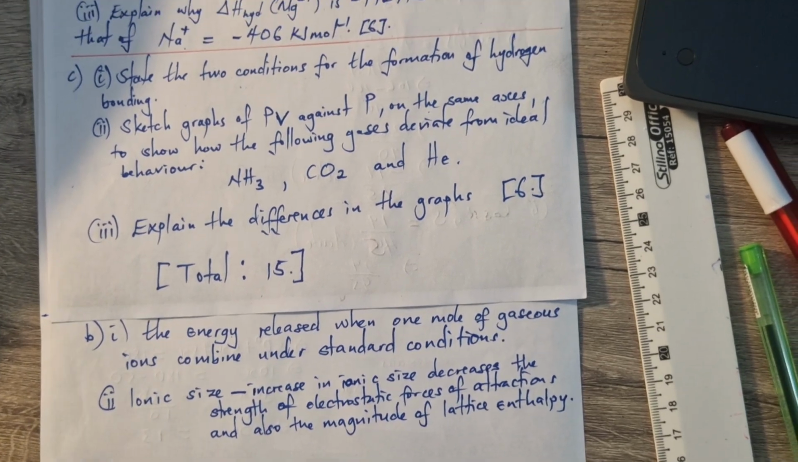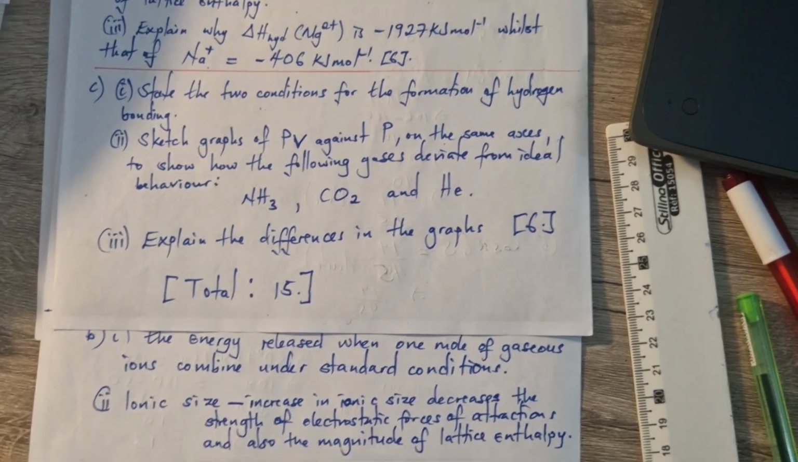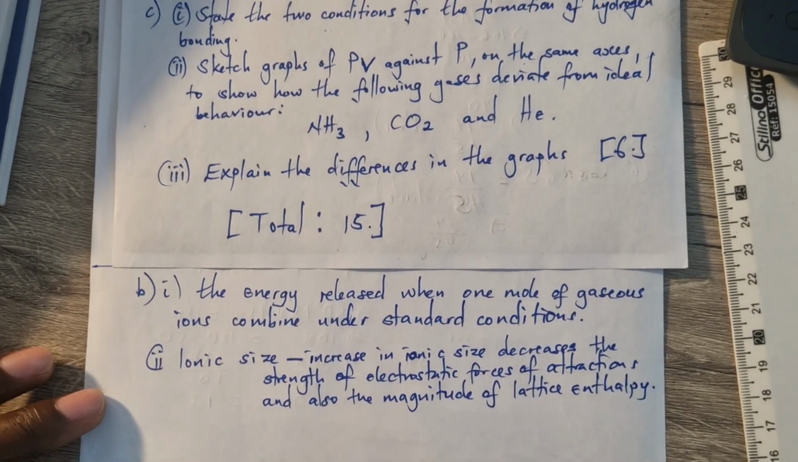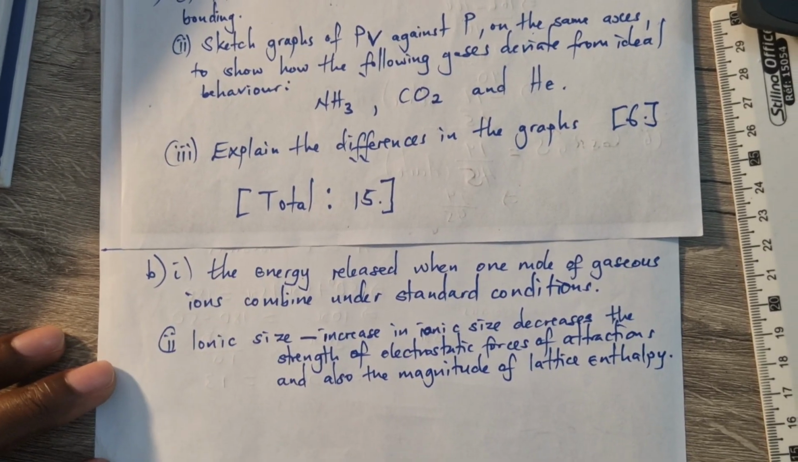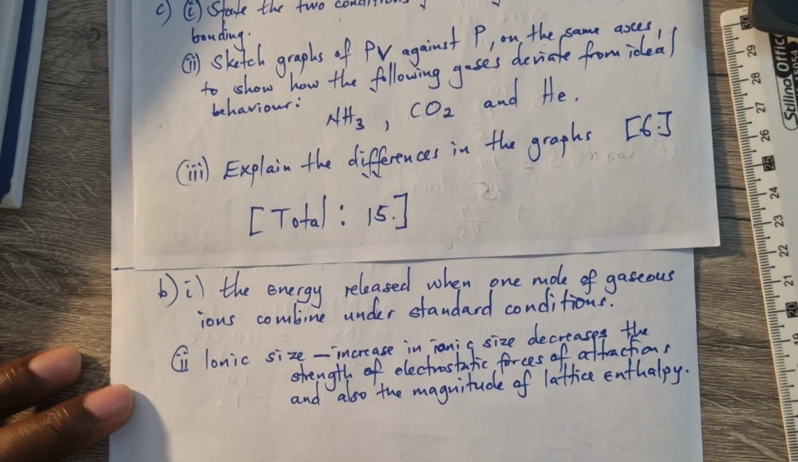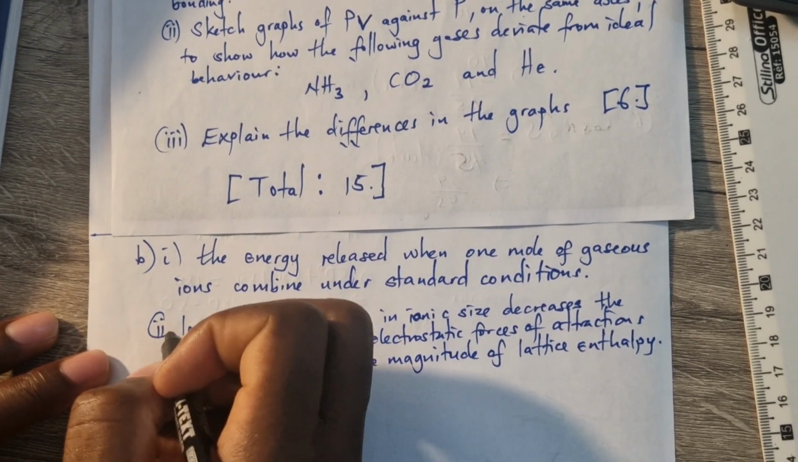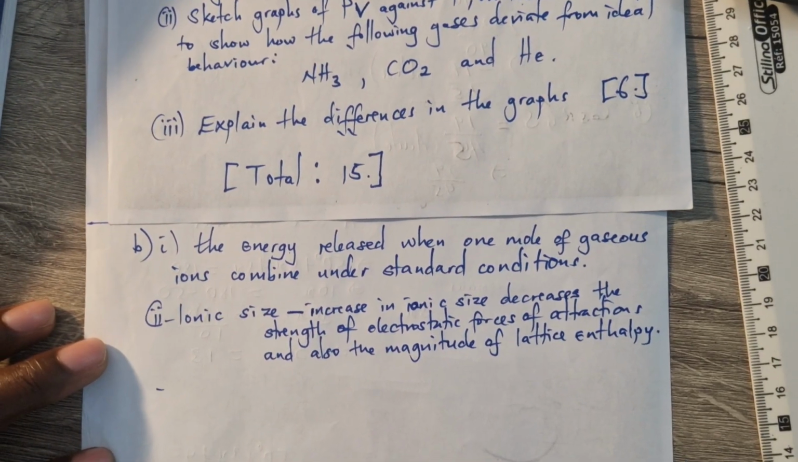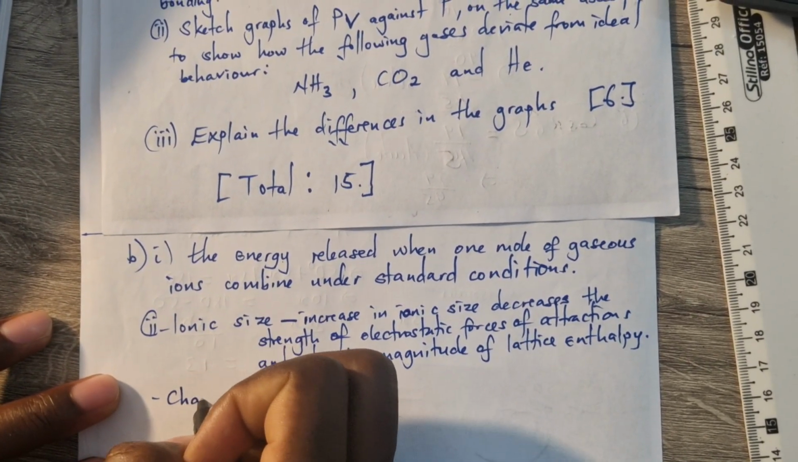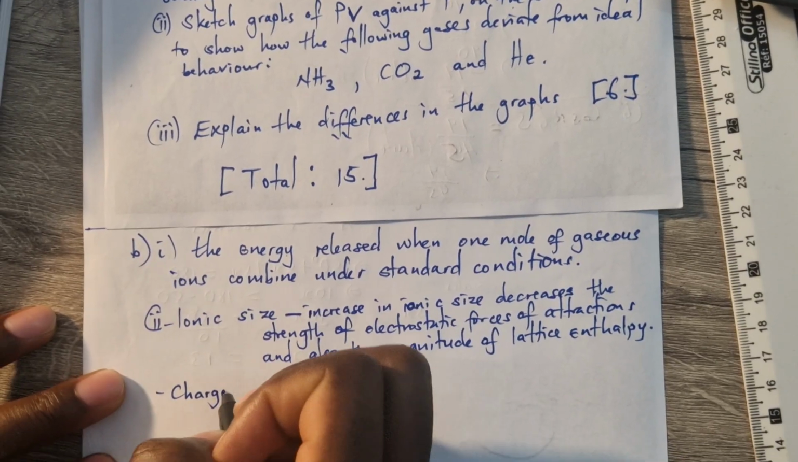So as ions become larger, they approach less closely, hence the lattice enthalpy decreases. Then the other factor is, so I've just mentioned the ionic size, then we have got charge density.